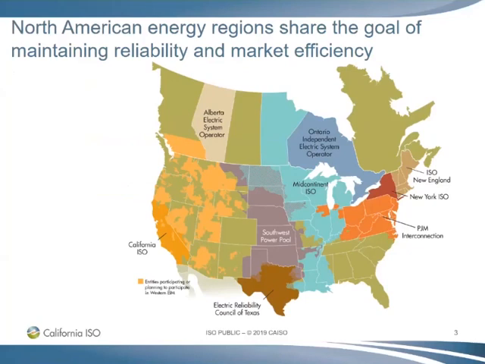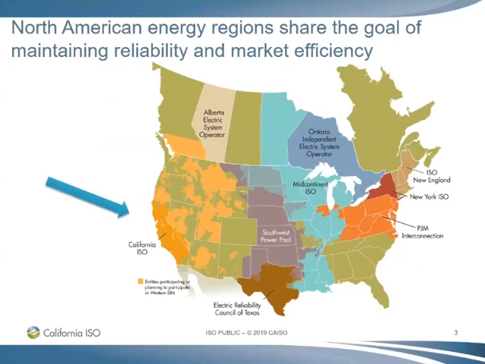Similar to a stock exchange, an ISO never actually owns or takes title to the energy that is purchased and sold, and only acts as the mechanism to bring buyers and sellers of energy and energy services together. The California ISO is one of these entities and resides in the regional area known as the Western Interconnection.